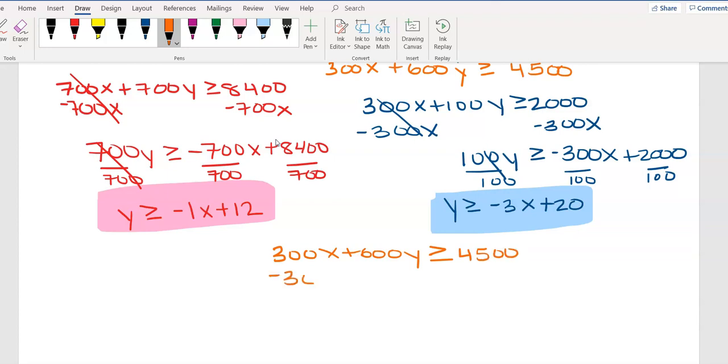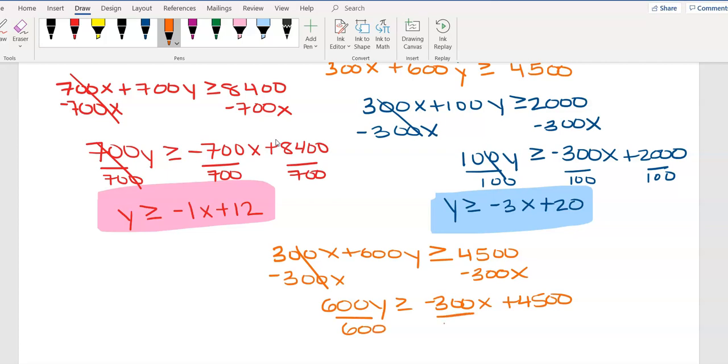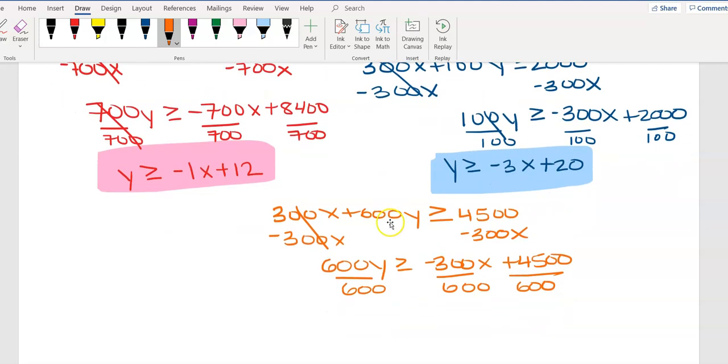And so we're going to subtract the 300x on both sides, leaving us with 600y is greater than or equal to negative 300x plus 4,500. And then we're going to divide by 600 everywhere. And we will get, add another 0 there. Okay, so then we'll get y is greater than or equal to negative 1/2 x plus 7.5.